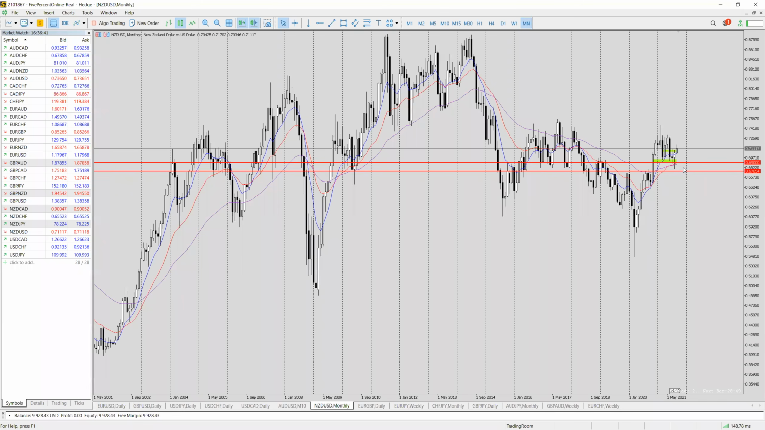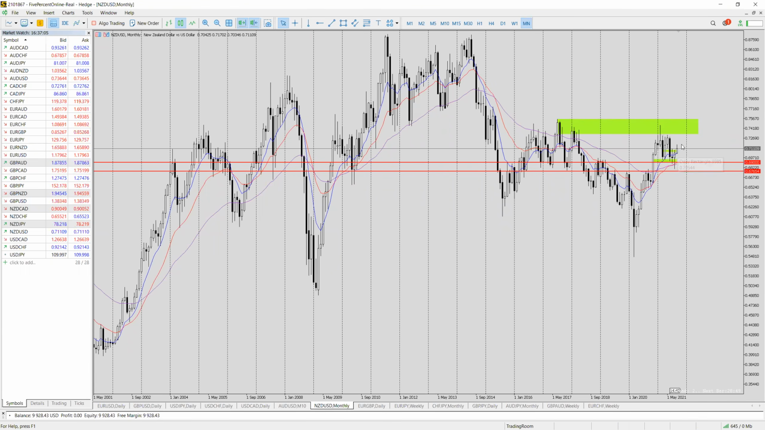You can see here that from this supply zone, it had a reversal pattern. It went down, but it didn't continue. It went up, went down again, but then made some sort of a reversal pattern around here. Previous resistance, breakout, and retest.